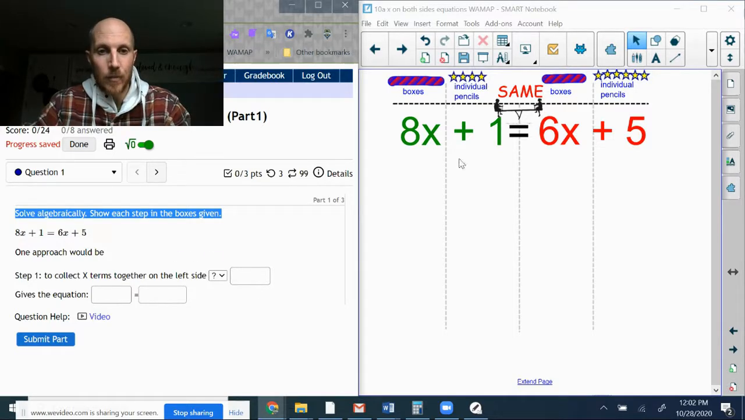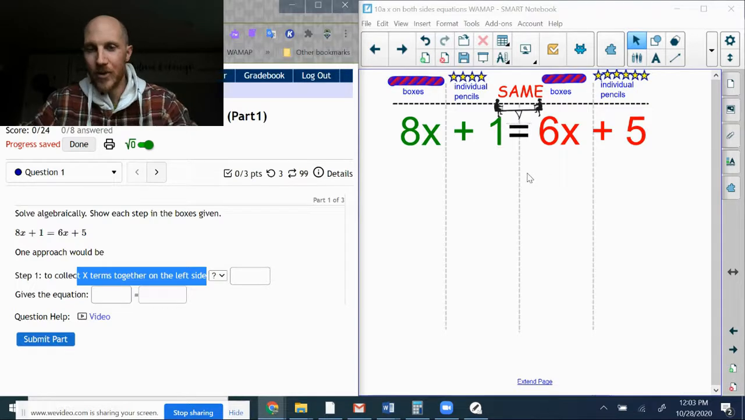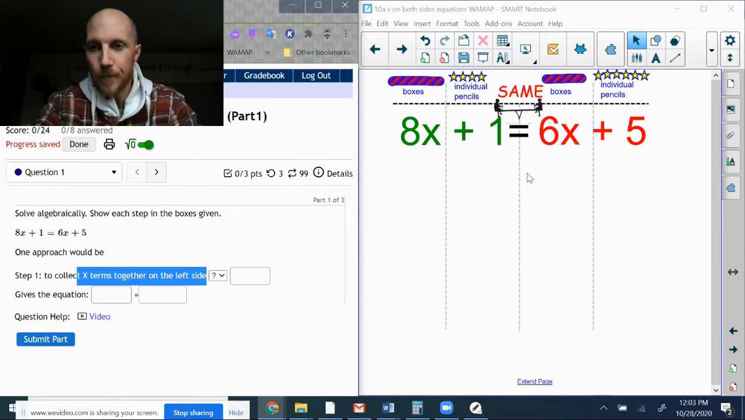So I've written the exact same problem over here in my workspace, but I've got to pay attention to the directions and not just do my own thing. So it says one approach would be to collect the x terms on the left side. Okay, so that means the green side, the left side of my teeter-totter. So I'm going to collect the x terms. That means I need to not have any x terms on the right-hand side.